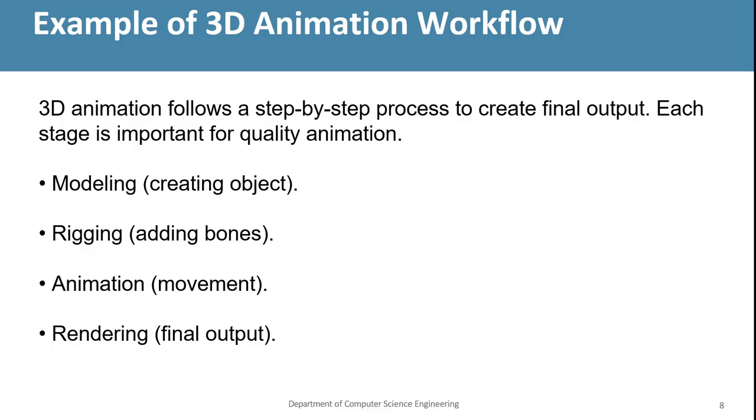Example of 3D animation workflow. 3D animation follows a step-by-step process to create final output. Each stage is important for quality animation. Modeling, which means creating the object. Rigging, which means adding bones. Animation, which means movement. Rendering, which means final output.